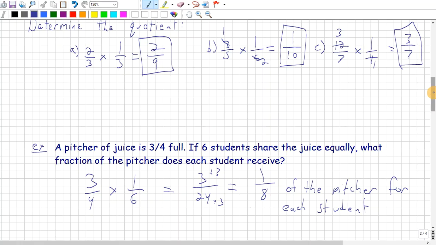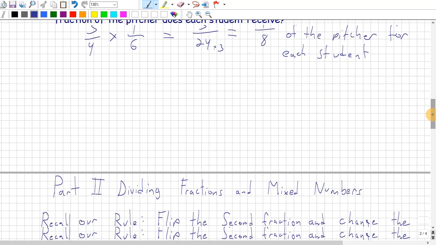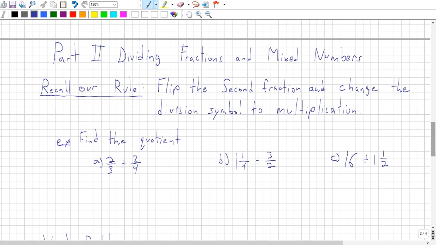Okay, so simple word problem there. That's part 1. Again, I combined 2 parts, 5.2 and 5.5, because I think the ideas are very similar. They're so closely linked. So now we're going to divide fractions and mixed numbers. As we saw before, the mixed numbers are probably going to have to be changed into improper fractions. That's just what we're going to have to do.